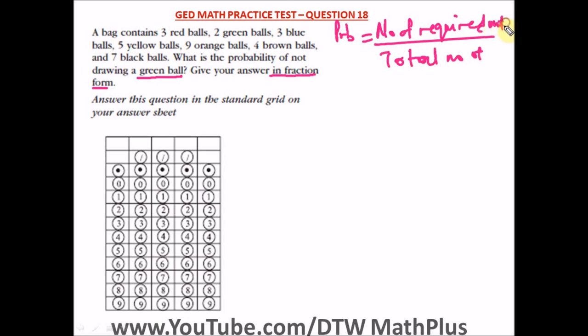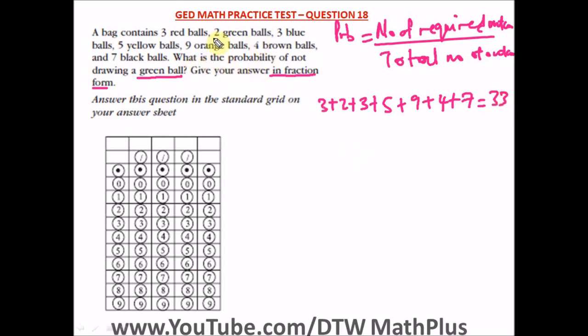Now, this probability, I hope you remember probability and what it means. Probability is the number of required outcomes over the total number of outcomes. So here, what's the total number of the balls? That is the total number of our outcomes. We have 3 red balls, so we have 3 + 2 green balls plus 3 blue balls plus 5 yellow balls plus 9 orange balls plus 4 brown balls plus 7 black balls. The total of this, when we add them up, is 33.